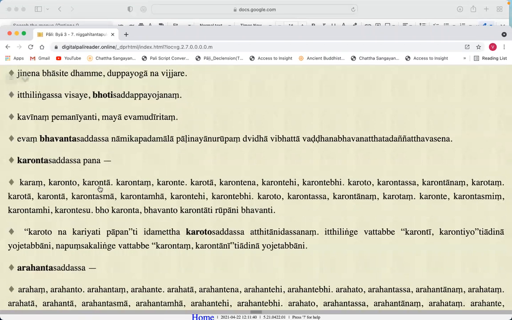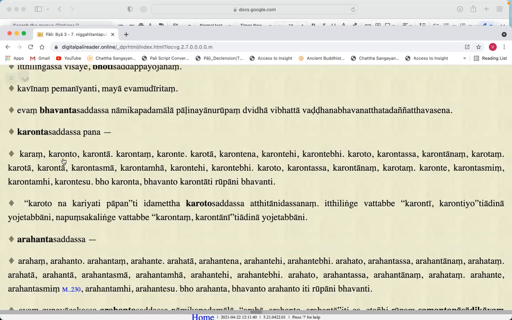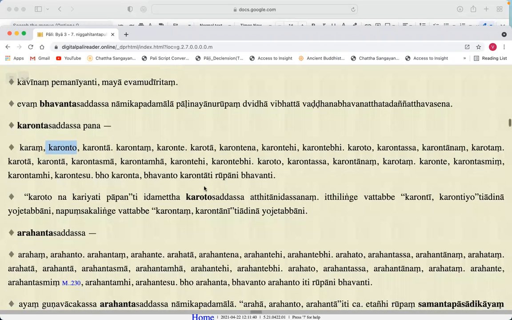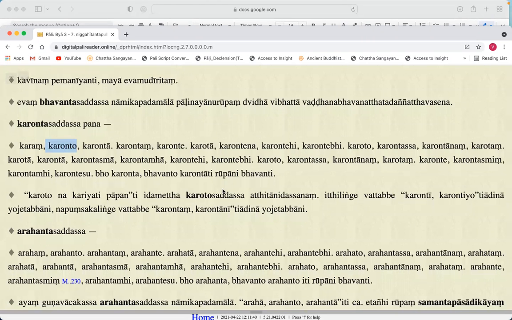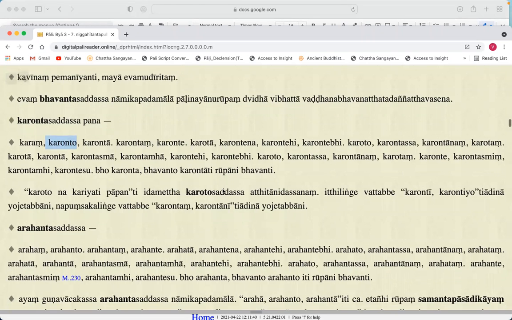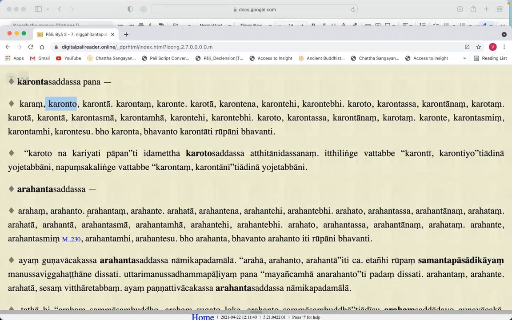Okay. Koronda Sadasa Bana, Karang Korondo, Koronda, Korondan Korondi, Koronda, Korondina. Okay, Karang, Korondo, Koronda. So is this Korondo singular or plural? Koronda Sadasa Korondo, Koronda. And so Arahanda Sadasa Arahando. Only one for Arahanda.